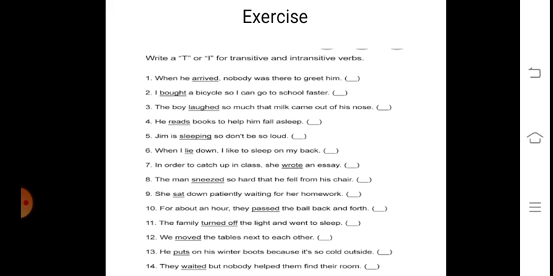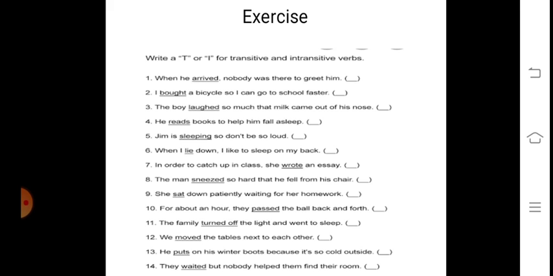Let us discuss another one. I bought a bicycle so I can go to school faster. Now ask the question to the verb. Verbs are already underlined over here. So I bought what? A bicycle. So a bicycle is a direct object. So obviously bought will be a transitive verb. So write T in front of this.